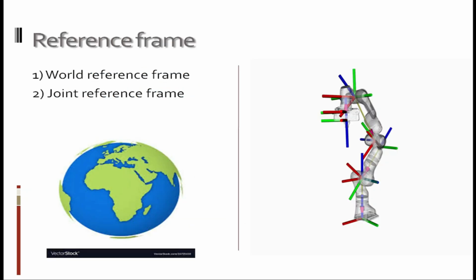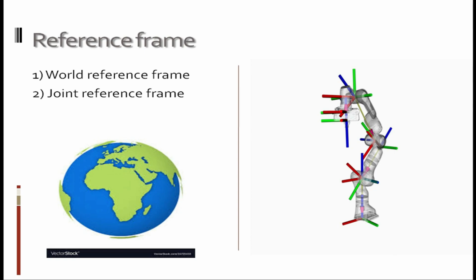The second is the reference frame. As the robot works in a 3D environment, there is a need to assign a particular reference frame at each point, to know the position of the end effector with respect to the base frame. Here we have 2 types of reference frame. The first is the joint reference frame and the second is the world reference frame.